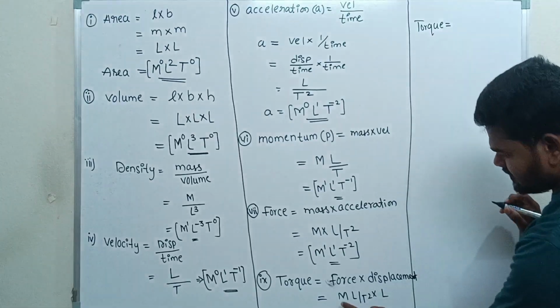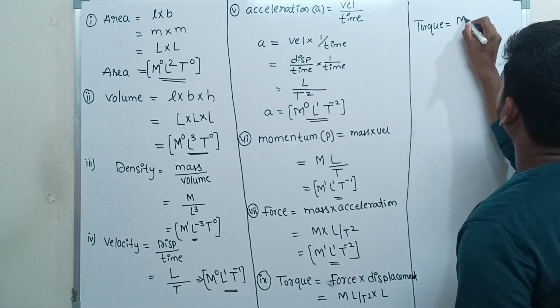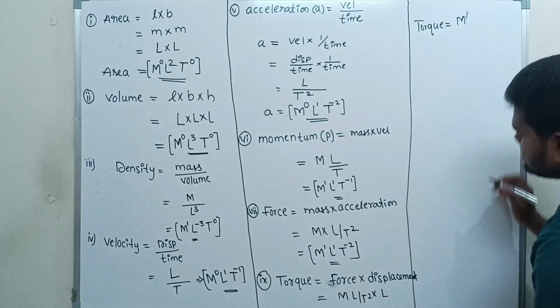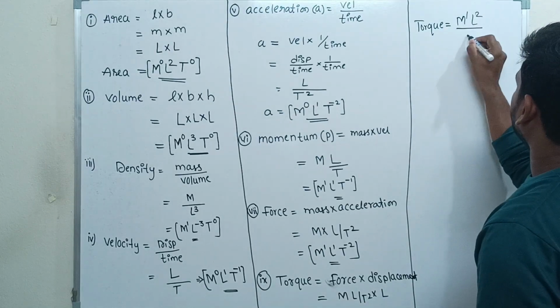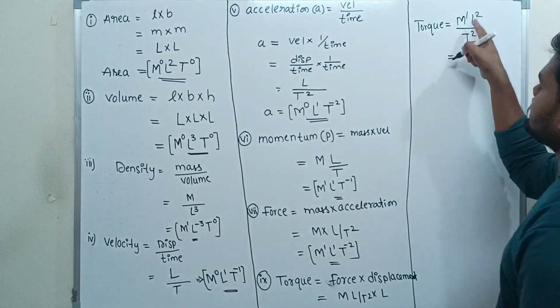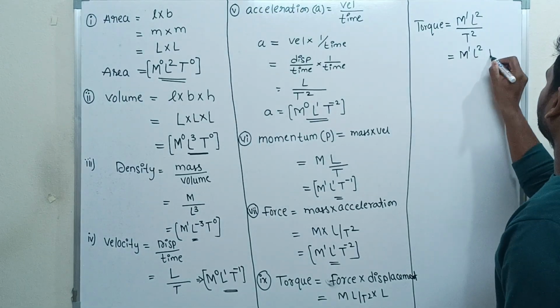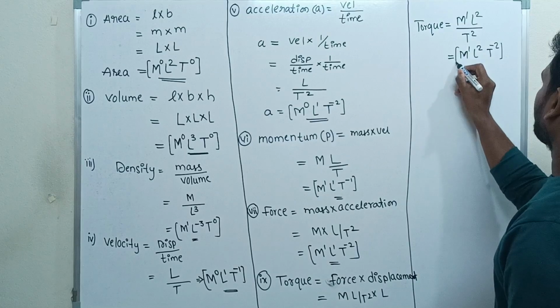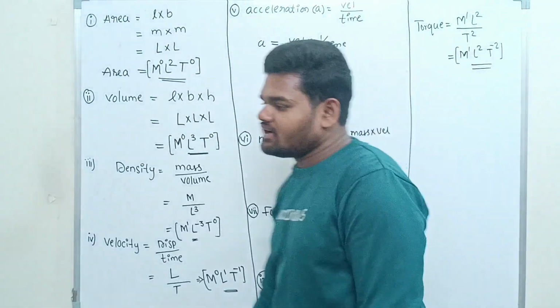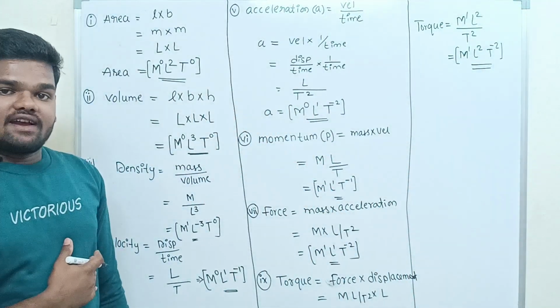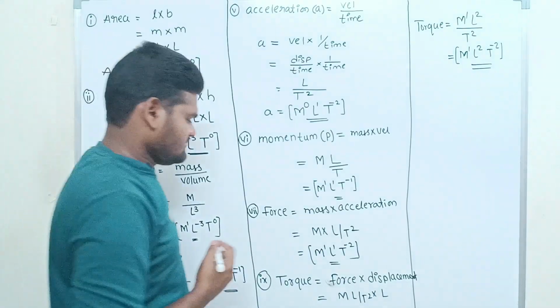Torque is equal to M power 1, L into L square divided by T square. If T comes to numerator, it becomes T power minus 2. Are you getting? Do you understand how to write the dimensional formulas? I hope that you understand.